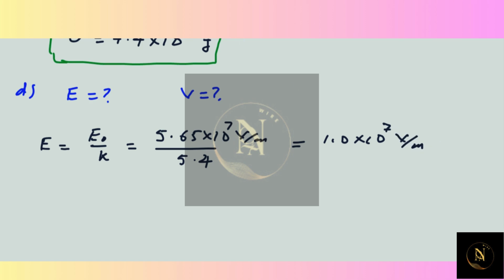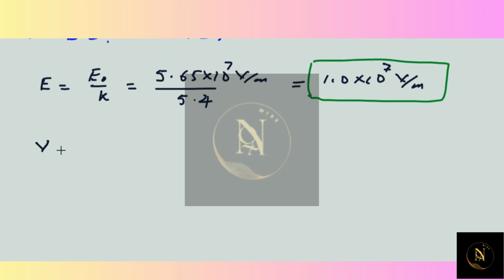Similarly, we can write V as V naught divided by K. So this is equal to 0.28 volt divided by 5.4. So this gives us the value of V as 0.052 volt.